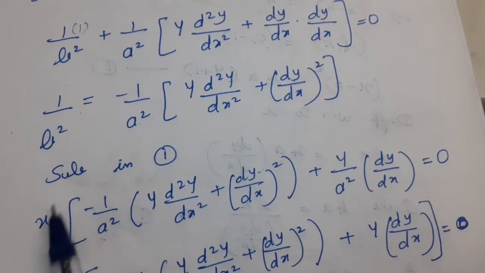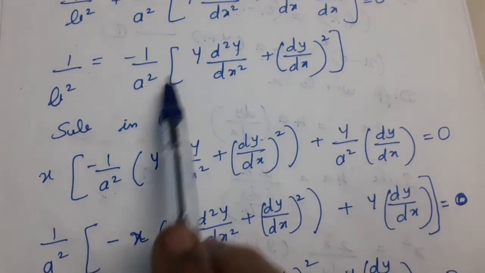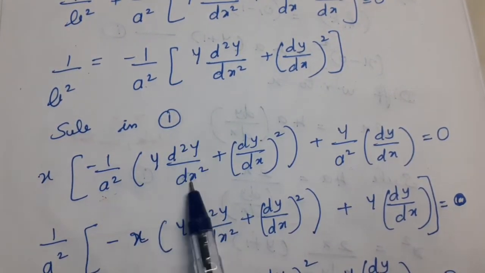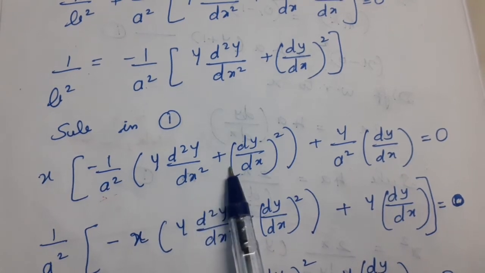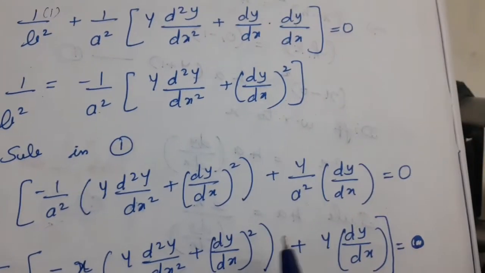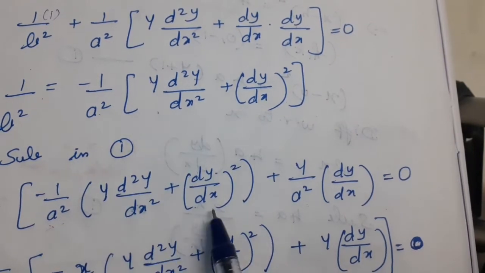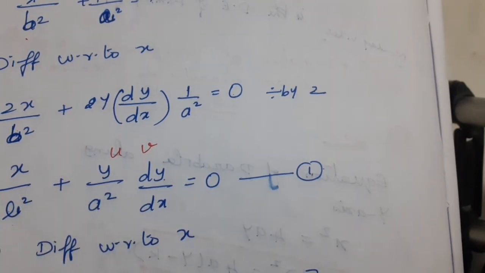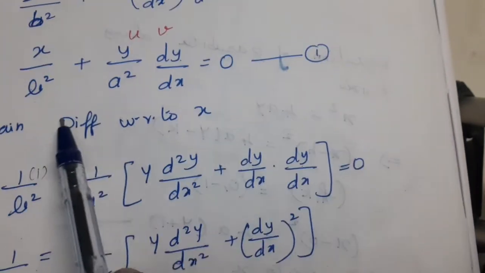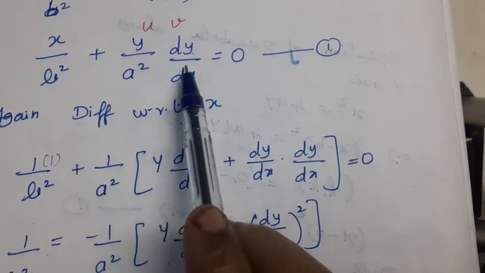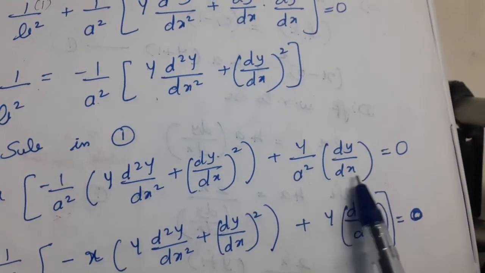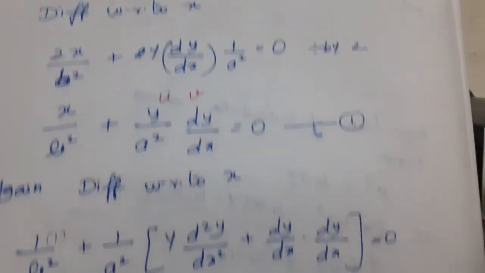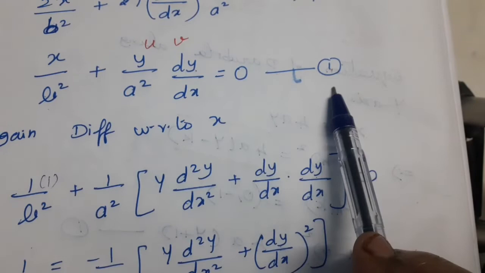So x into, instead of 1 by b square, substitute the value minus 1 by a square, y into d square y by dx square plus dy by dx the whole square, plus what is the next term? Substitute in equation 1 for the 1 by b square. The remaining value is y by a square into dy by dx, equal to 0. So substitute in the equation instead of 1 by b square.